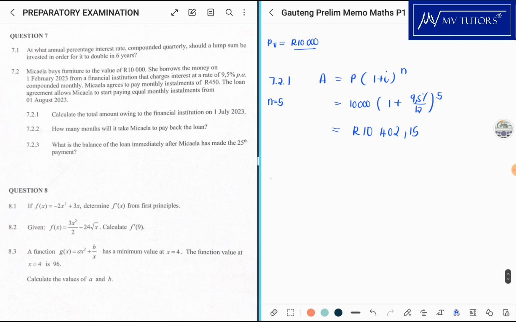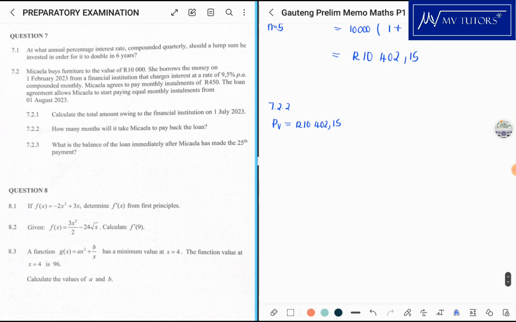Okay, now 7.2.2. All right, so it says, how many months will it take Michaela to pay back the loan? Now remember our principal amount, the amount owed now, is no longer 10,000, but it's 10,402 Rand and 15 cents. And because it's a loan, not an investment, we're going to use the present value formula.